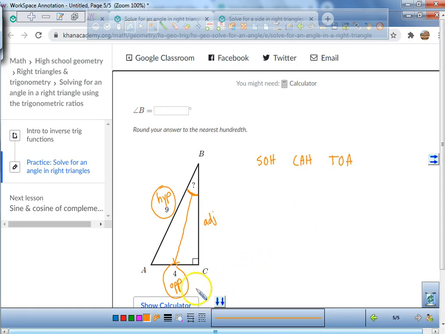TOA. So the letter O represents opposite. The letter H represents hypotenuse. So which trig ratio are we going to use? The first, the second, or the third?